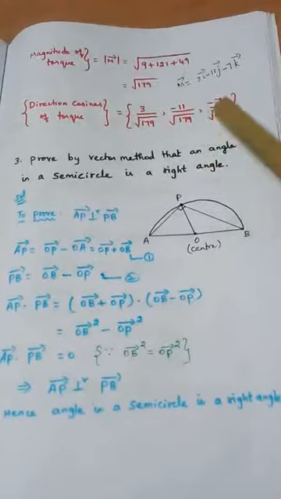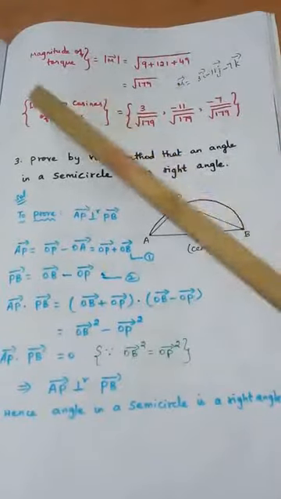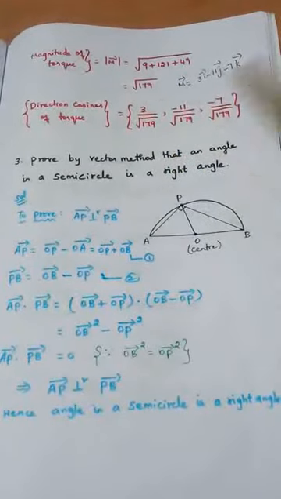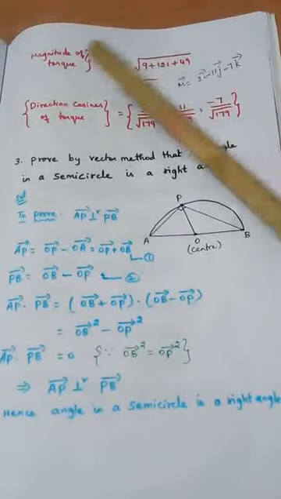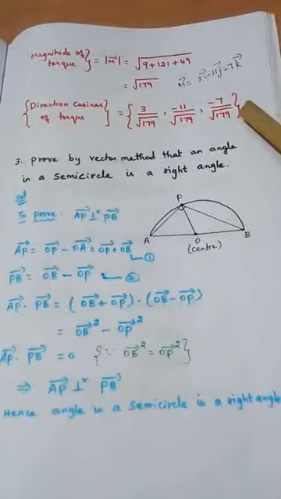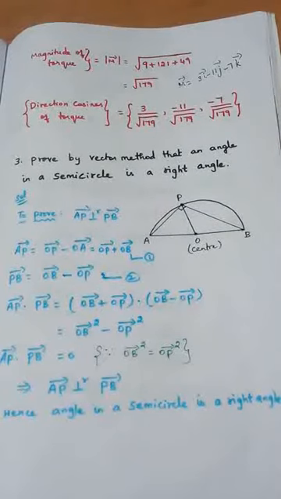This set is called direction cosine. So we found out the direction cosines of the torque. So we found out both the magnitude of the torque and the direction cosines of the torque. We will move on to the third sum.